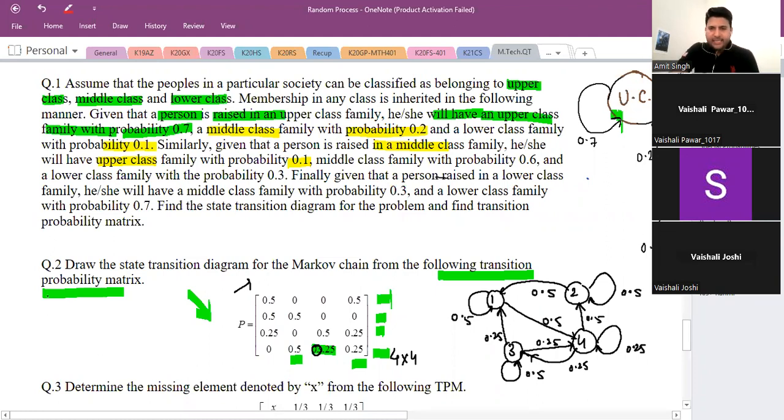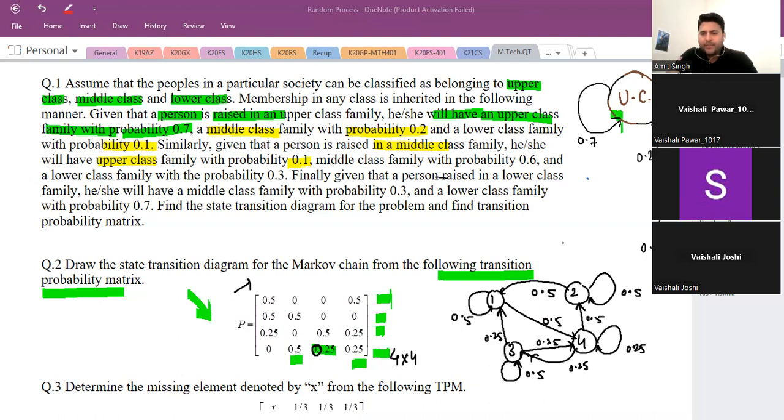I hope there is no concern in this example. If any doubt or concern, do let me know. So should we proceed further? Waiting for your response. Yes, sir. Okay. Moving ahead.